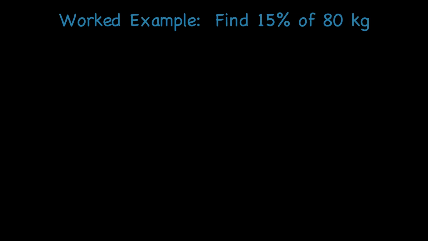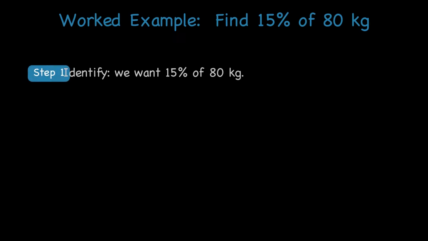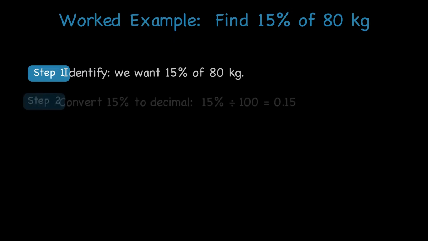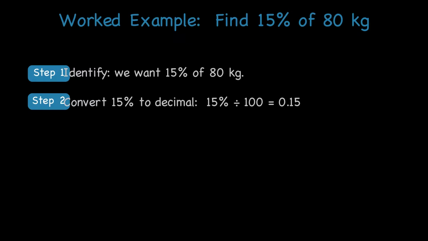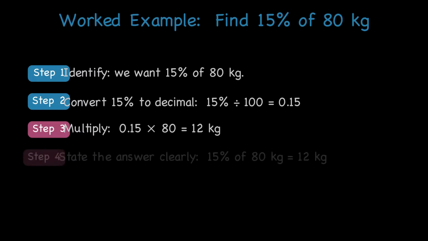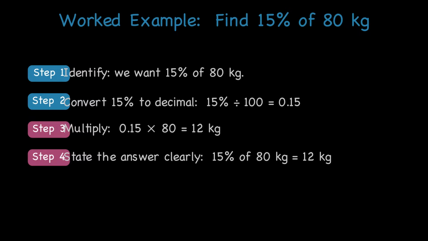Find 15% of 80 kilograms. Step 1. Identify what we want. We want 15% of 80 kilograms. Step 2. Convert 15% to a decimal. 15 divided by 100 equals 0.15. Step 3. Multiply by the quantity. 0.15 times 80 equals 12. Step 4. State the answer clearly. 15% of 80 kilograms is 12 kilograms.